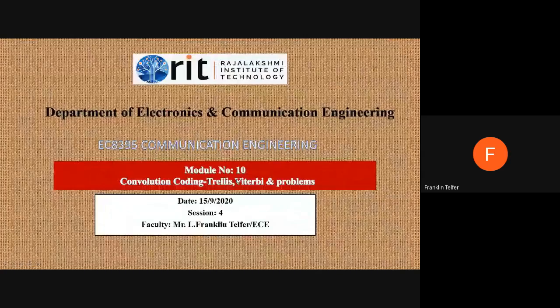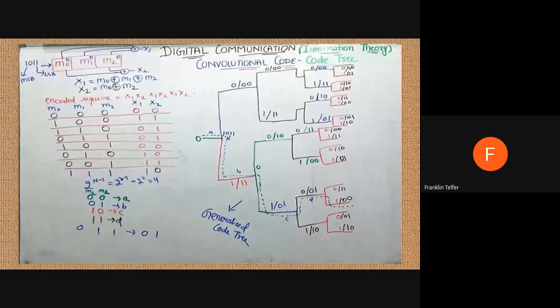So we'll go for the next one, the generalized code tree. Previously we have already found out the code tree. From that we are going to find out the generalized code tree. From that we are going to trace the shortest route, and we have to find the message for that message bit. We want to trace the shortest route for the given message bit.